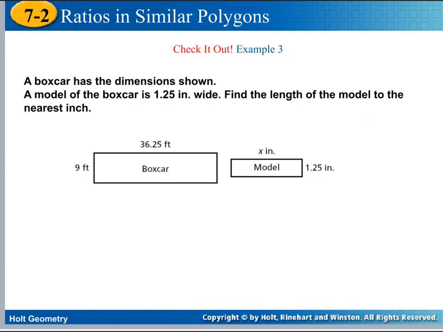So in this problem, they give you a box car and a model. So a box car like a train car. So the model of the box car is 1.25 inches wide, and they want you to find the length of the model to the nearest inch. So we're assuming that these two figures are similar because if they are similar, we can set up a proportion to do this. They probably should have said they were similar rectangles.